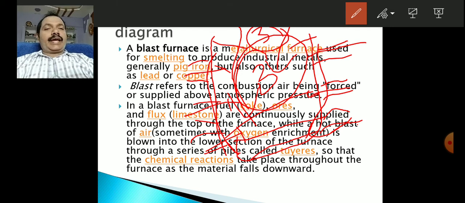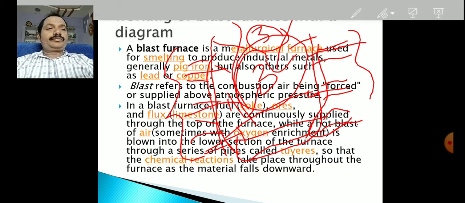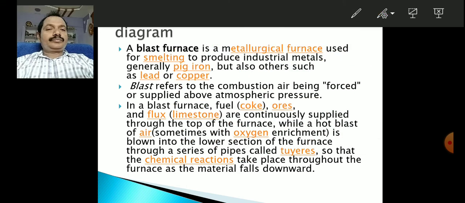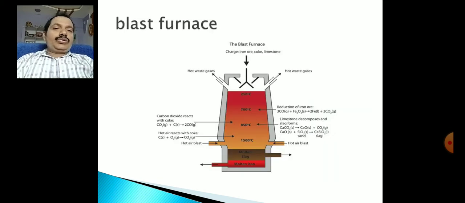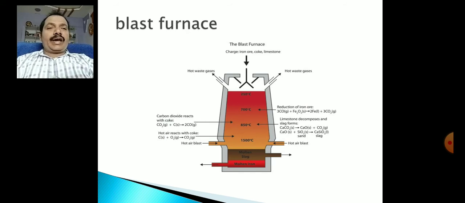So these are the tuyeres we have. These are the tuyeres that will supply air into the blast furnace. So this is the blast furnace. Observe here.